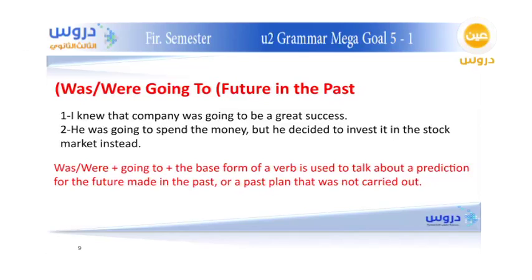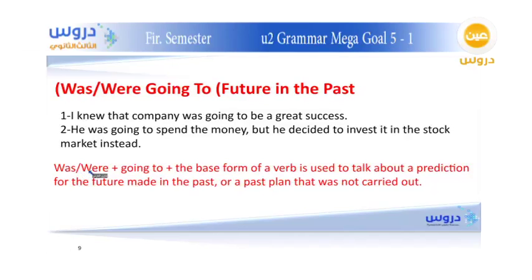Okay, moving on to another grammar rule. It's about was, were, and going to. It is between brackets, it's the future and the past. So let's read the first example. I knew that company was going to be a great success. And here, he was going to spend the money, but he decided to invest in the stock market instead.